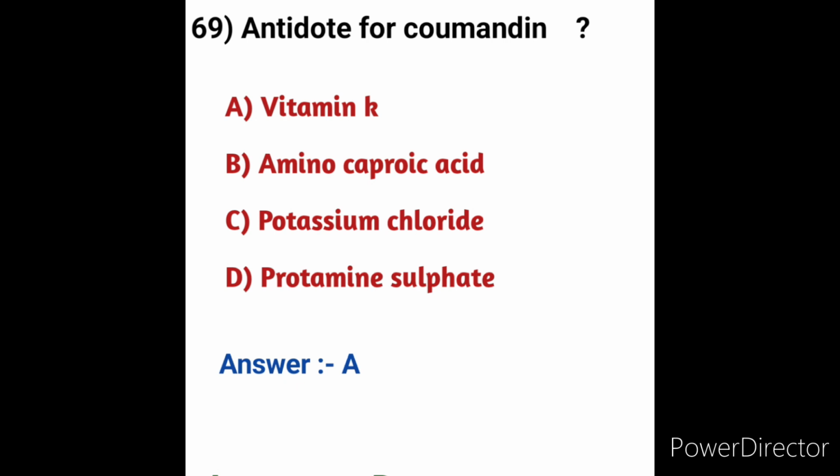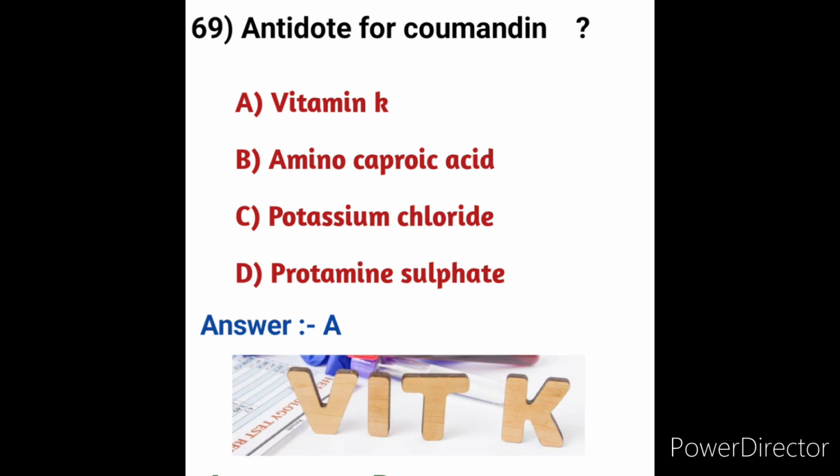Here a dose of vitamin K is used to reverse the action of warfarin, a blood thinner used routinely for more than half a century and until recently the only such option for most people. Vitamin K is the only effective antidote for long-term management, but it will take several hours to reverse the anticoagulant. So the antidote for warfarin or Coumadin is vitamin K. Option A is the correct answer.